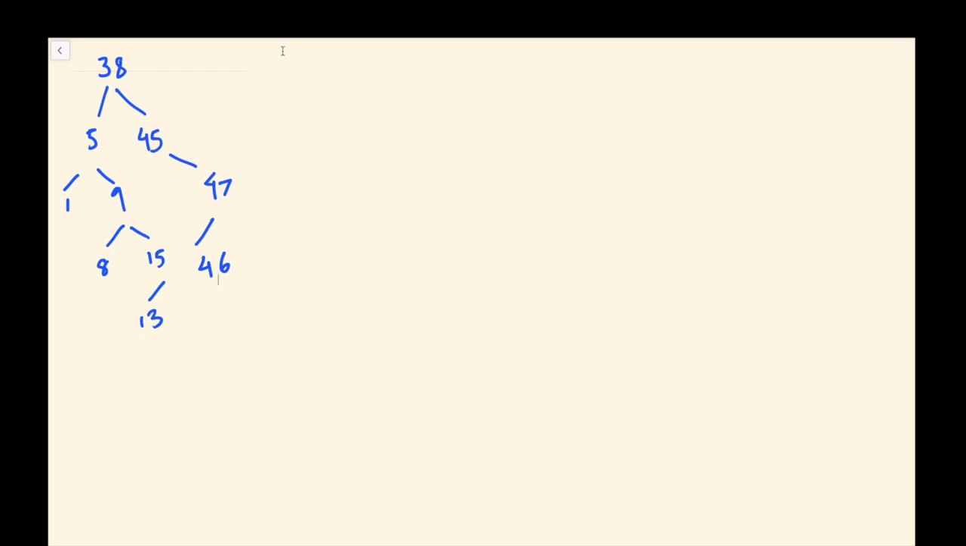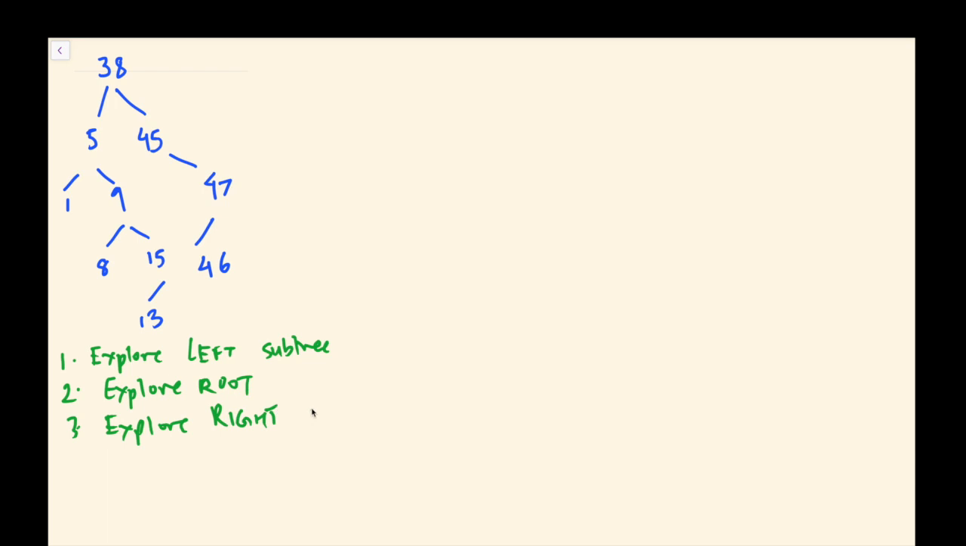Now, in this episode, we will look at the problem of finding the in-order successor of a given node in a binary search tree. Let's recap what the steps are in in-order traversal of a binary search tree. First we explore the left subtree. Then we explore the root. And then we explore the right subtree.